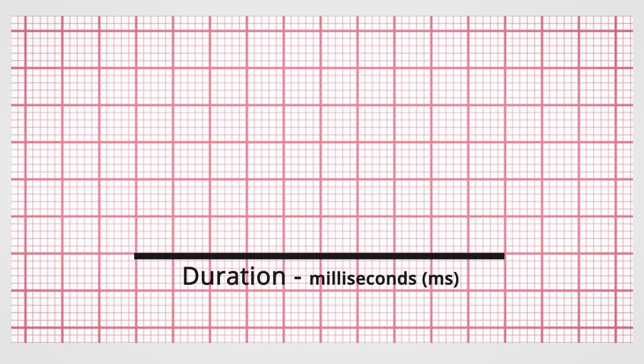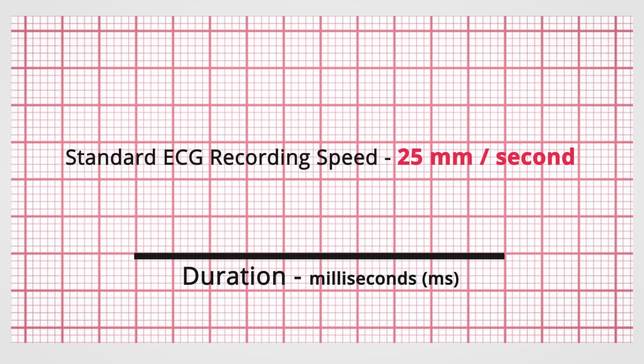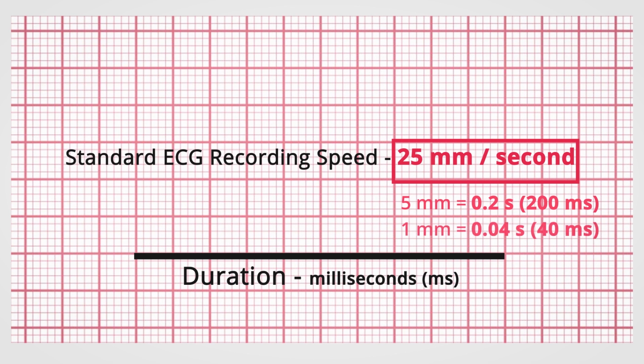There are two axes on ECG, the x-axis and the y-axis. The x-axis on ECG means duration, measured in seconds or milliseconds. ECG is recorded at a standard speed of 25 mm per second, which means at this speed 1 second is equal to 25 small squares or 5 large squares. On further breaking this down, we can see that 1 large square is 0.2 second or 200 milliseconds, which further means that 1 small square is equal to 0.04 second or 40 milliseconds.